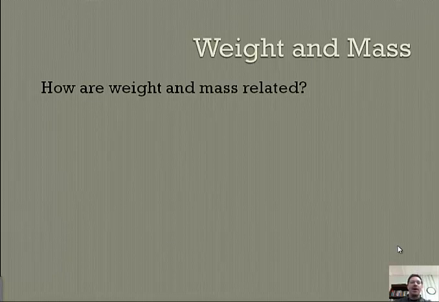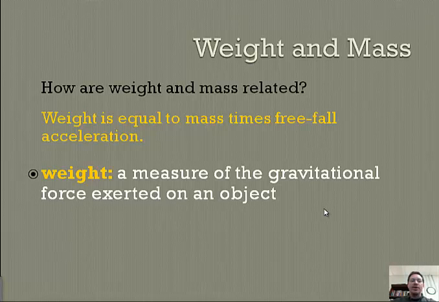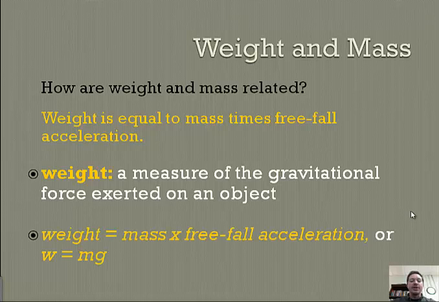Alright, to start off with, how are weight and mass related? Weight is equal to mass times free fall acceleration. So we can define weight as a measure of the gravitational force that's exerted on an object, which can be shown mathematically by taking weight equals how much mass an object has, times the force of gravity pulling down on that object.